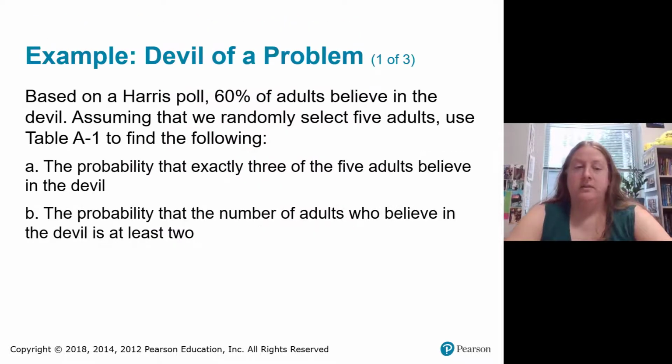So let's take a look at an example. Based on a Harris poll, 60% of adults believe in the devil. Assuming that we randomly select 5 adults, we're going to use the table to find the following. The first one is the probability that exactly 3 of the 5 adults believe in the devil. The second one is the probability that the number of adults who believe in the devil is at least 2.